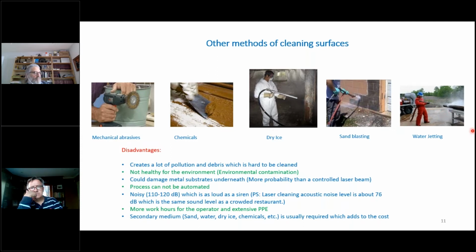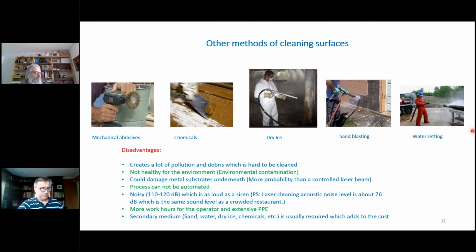They're based on a secondary medium coming out of a high pressure nozzle. So dry ice, sandblasting, and water jetting. Some of them are very popular in the industry, especially sandblasting. But the problem with these methods is that all the garbage and all the contamination would go into the environment. So you need to prepare the area, and then after that, you need to clean up. And if you don't, all the debris and all the garbage would go into the environment and create problems. So that is a point of disadvantage for all of these methods.